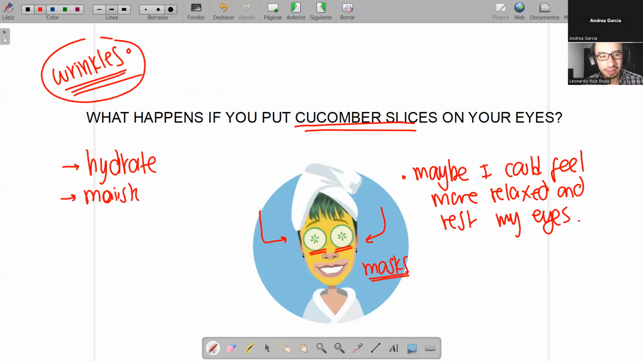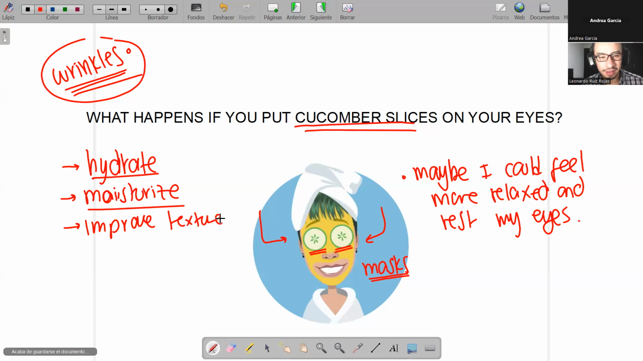And maybe moisturize, ¿no? De hecho, muchas cremas dicen moisturizing, which is like humectante, right? So, yes. Also to improve the texture of the skin, very good. So it's better after putting it on the face. This improves the texture of the face.